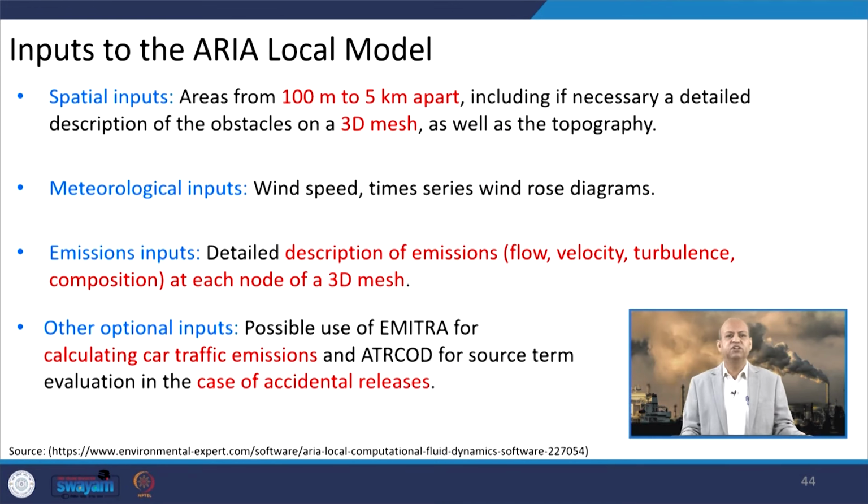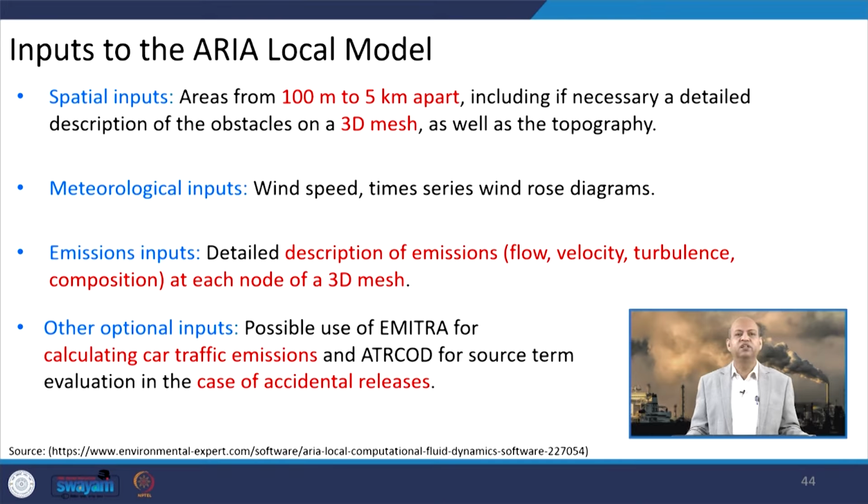Well, input parameters like spatial inputs are needed, 100 meter to 5 kilometer apart areas, including the necessary detailed description of the obstacles on a 3D mesh as well as the topography. So, means like high rise buildings, how many stories are there, or the terrain is undulated or smooth, all those kind of things can be used in this. Meteorological inputs are the same, like wind speed, time series, wind rose diagrams, etc. So, that can be incorporated or integrated in this model.